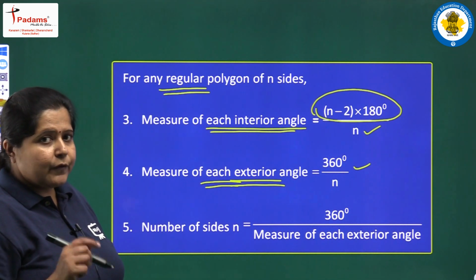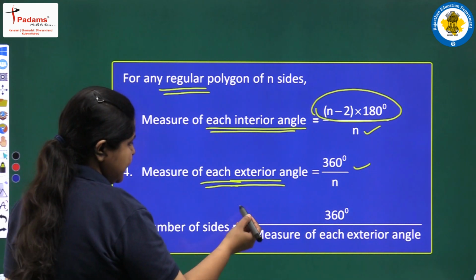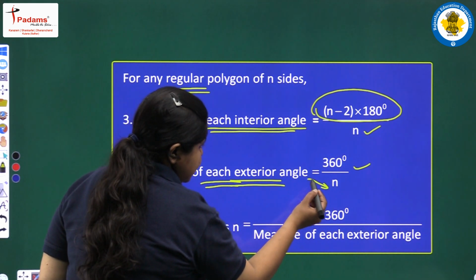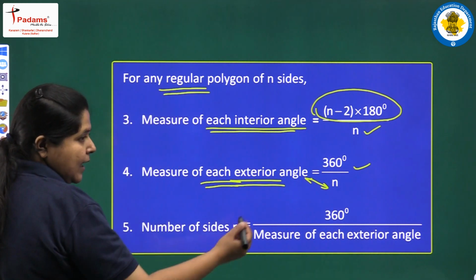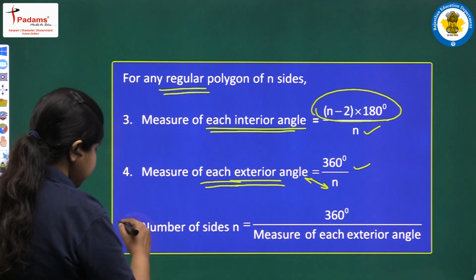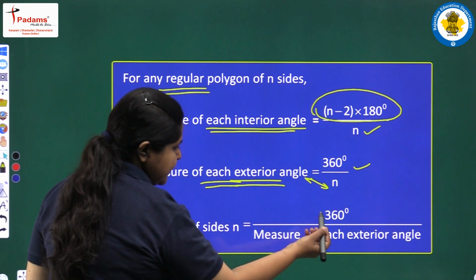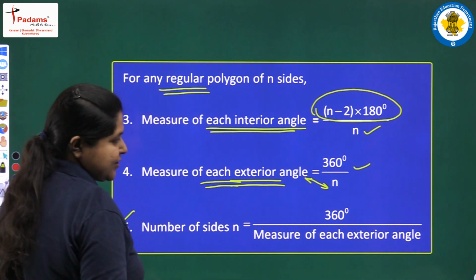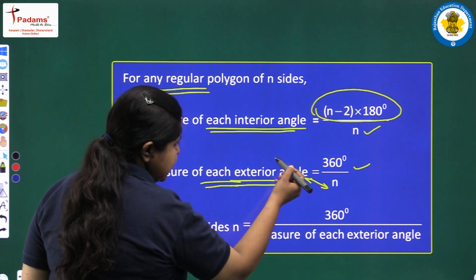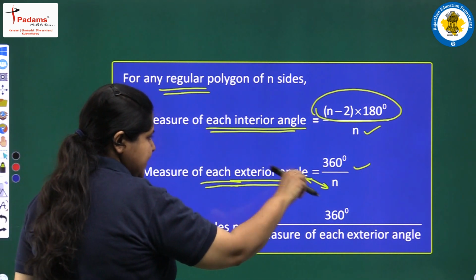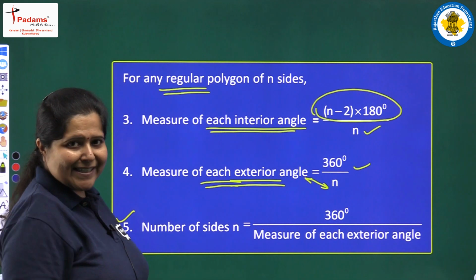Clear to you? So for one angle, we will divide the sum by n, and then if we interchange these two figures, we take n to the LHS and the measure of each exterior angle to the RHS in the denominator, we get this formula for the number of sides: n equal to 360 degree upon the measure of each exterior angle. This n has come upwards in the LHS and the measure of each exterior angle has gone downwards in the RHS. That is all in this.